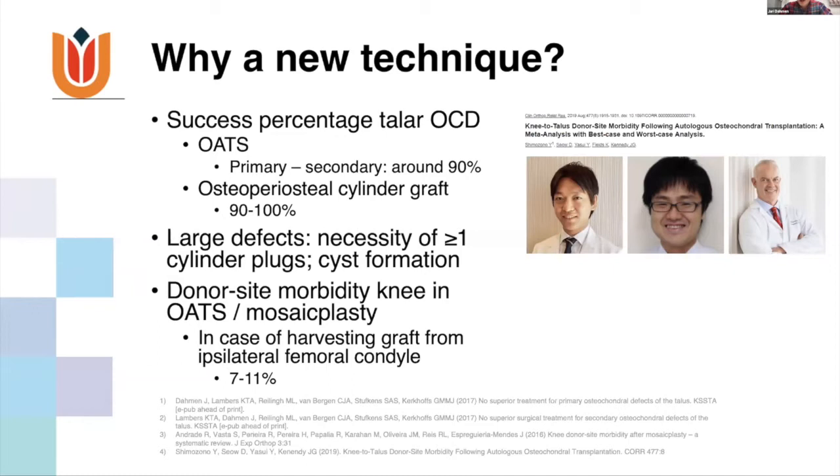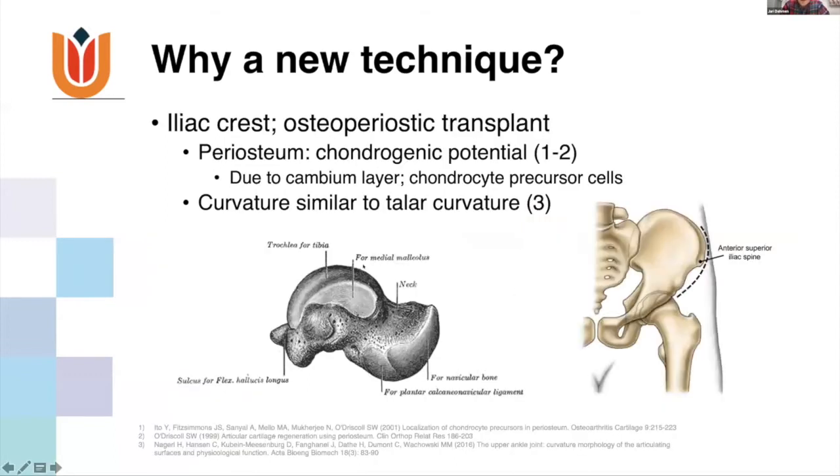However, when the defects are really large, as how we see them in our center, you need more than one plug, and this can eventually develop cyst formation around the plugs, which is what you do not want to have at follow-up. And we know as well for the OATS or multiplicity treatments that donor site morbidity can occur in the knee, and this has been assessed to be around 15%. So this is why we're looking for a new technique to have a good indication for a topic technique.